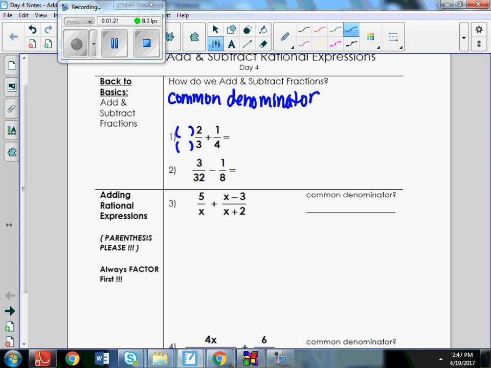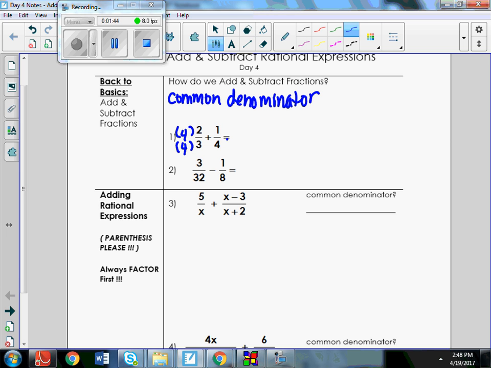So I want to turn this into a 12. What am I going to do to the 2/3? You're going to multiply the top and the bottom by 4. Listen, it's new, and you need to pay attention. Put away your phones, earbuds, any of that. Give me 10 minutes, and it'll be easy, okay?